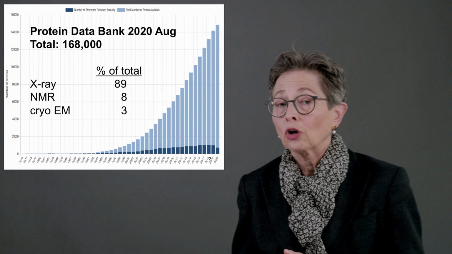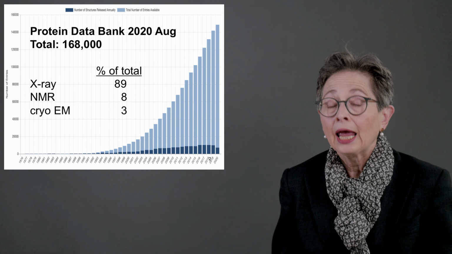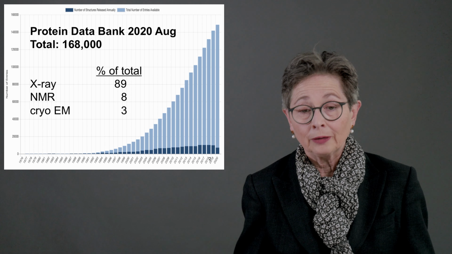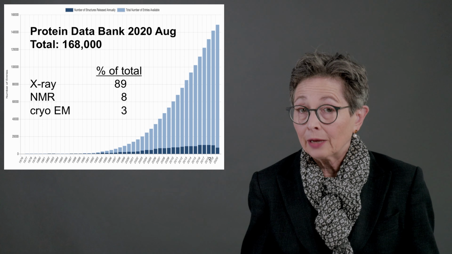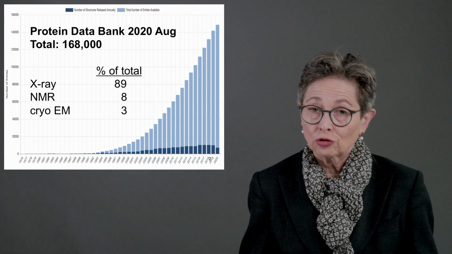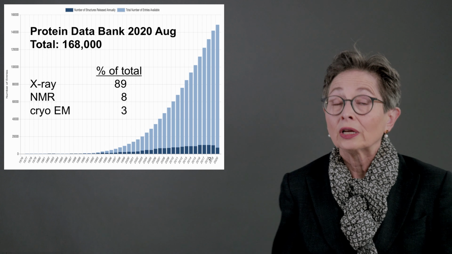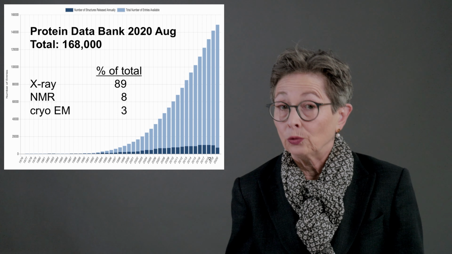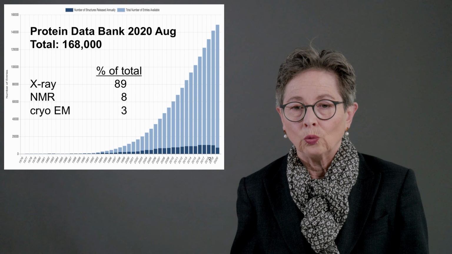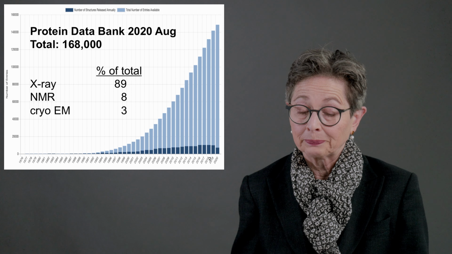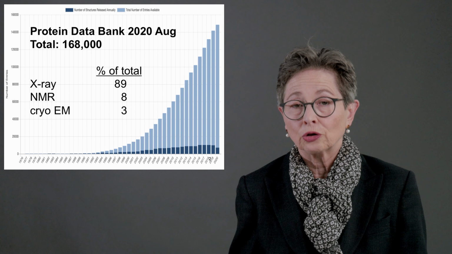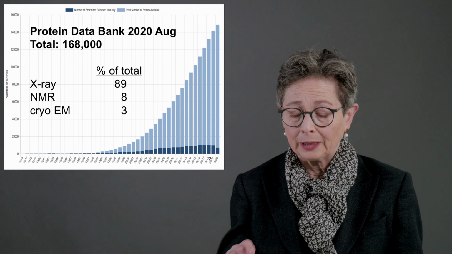Now, there are other methods that are also used for structural determination, and these include nuclear magnetic resonance, NMR, and they also include an up-and-coming method, cryo-electron microscopy, cryo-EM. The first structure solved by cryo-EM was deposited in 1991, and in 2017, this method was awarded a Nobel Prize. But by far and away, the majority of the structures are still done by X-ray crystallography.